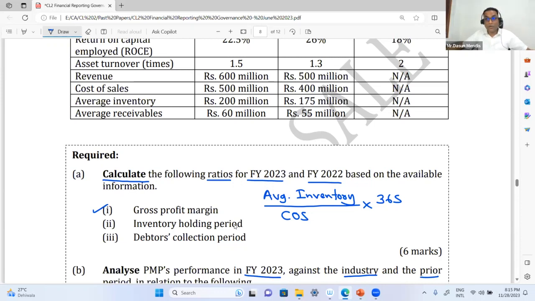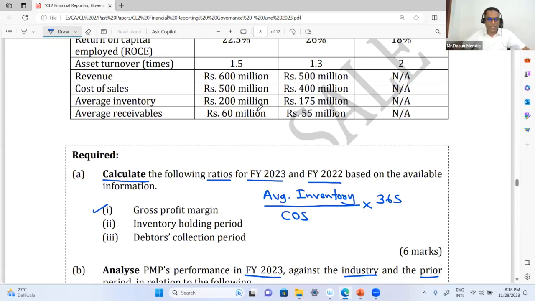Always better to have a lower period. Why? Holding more inventory means what? Having inventory in your warehouse for many days means what? There can be an obsolete inventory situation. There can be write-offs. Unnecessarily your money is tied up in the working capital. So it's better to reduce the inventory holding period.